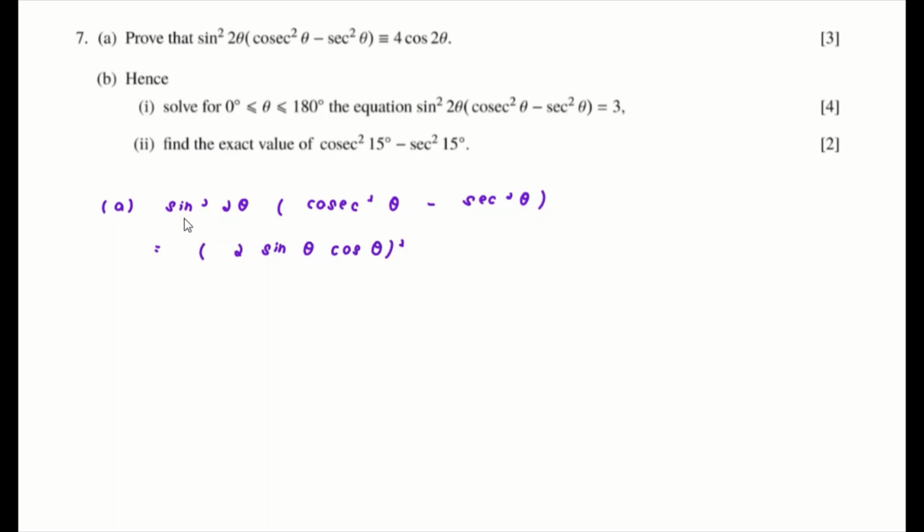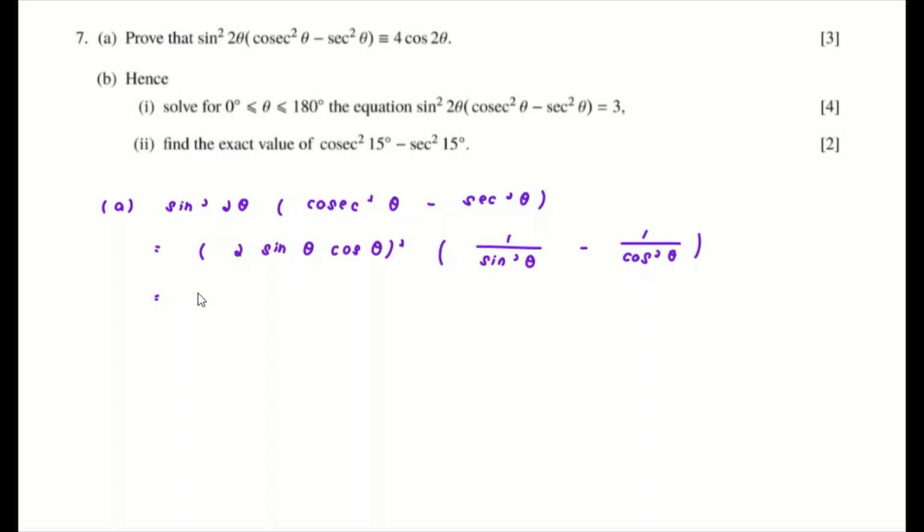So 2 sine theta cos theta, and square. Okay, because sine square 2 theta basically is sine 2 theta, the whole thing square, right? So that's why this is sine 2 theta then square. For the cosec, we can try to change it to sine. So 1 over sine square theta, minus of 1 minus cos square theta. Okay, so now let's see how we can combine these two.